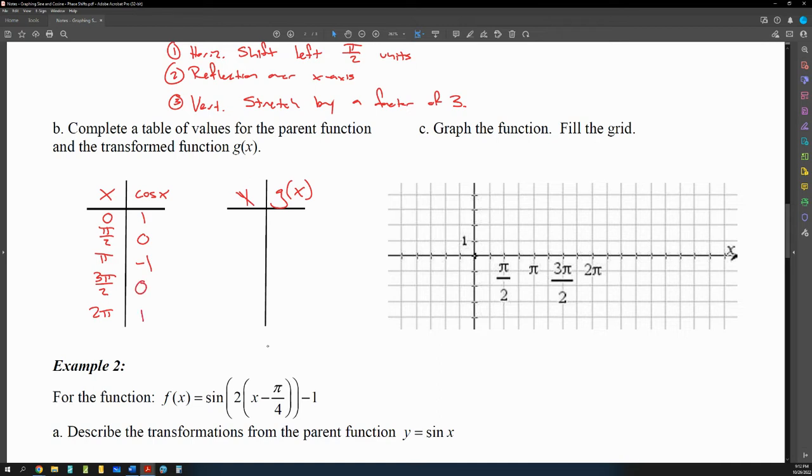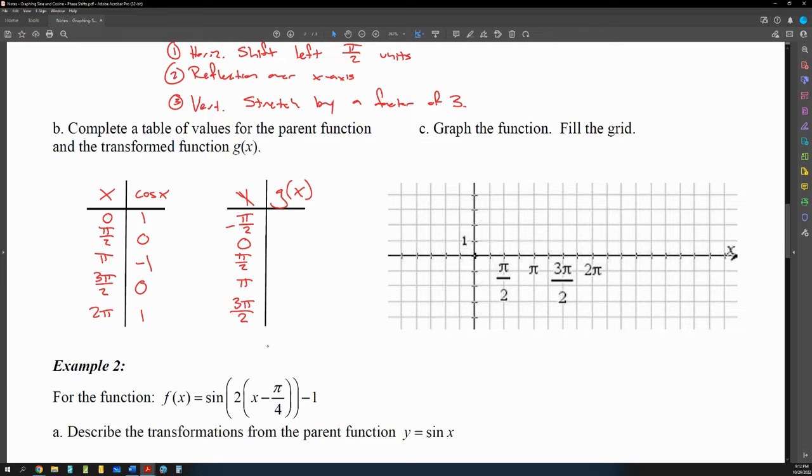For our transform function, we're going to take all of our inputs and we're going to shift them to the left pi halves units. So we have negative pi halves. Our pi halves becomes 0. Our pi becomes pi halves. Our 3 pi halves becomes pi. And then our 2 pi becomes 3 pi halves. All of our x values are going to be shifted to the left pi halves units.